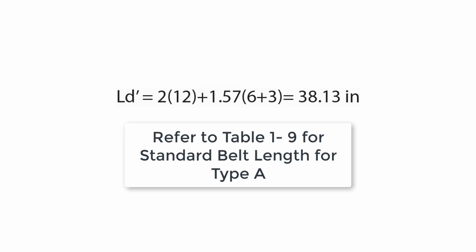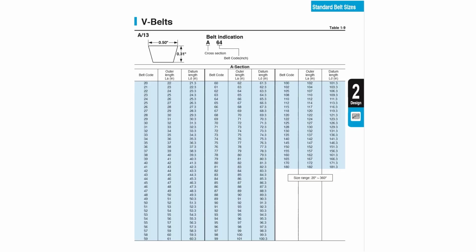Our next move is to refer to table 19 for selecting the type A standard belt length. This table is on page 6. This table has all the standard lengths provided by Mitsuboshi for type A belt. In this table, we have 3 columns: the belt code, the outer length and the datum length. The length that we select in this table is the datum length, not the outer length. Since the thickness of type A section is 0.31 inch, the datum length is slightly less than the outer length because we are measuring the inner perimeter of the belt length.